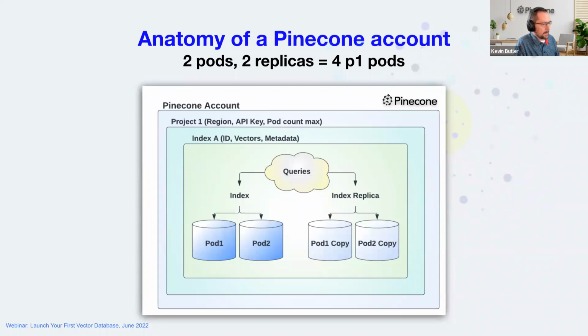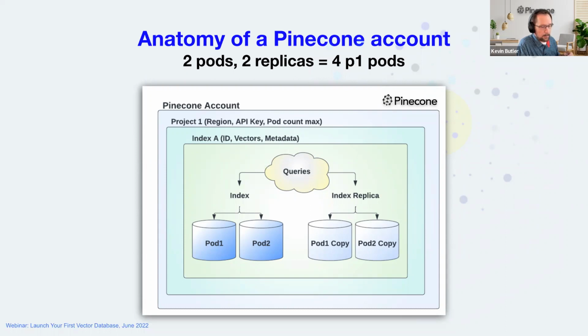What we're looking at here is what would be considered 2 pods, 2 replicas. The first 2 pods are literally 2 Kubernetes pods within whichever region the project specifies. The data is evenly distributed across those pods. And in our case here, we added a replica, which is an exact copy of the original index, thereby bringing us to a count of 4 pods. In this case, I chose P1 pods, which are performance optimized, to give you the fastest QPS in addition to the replication.